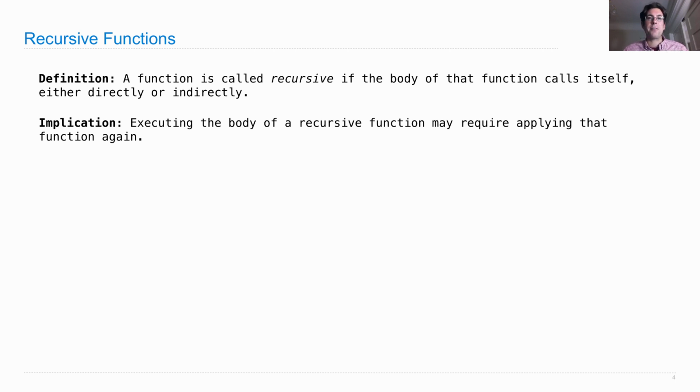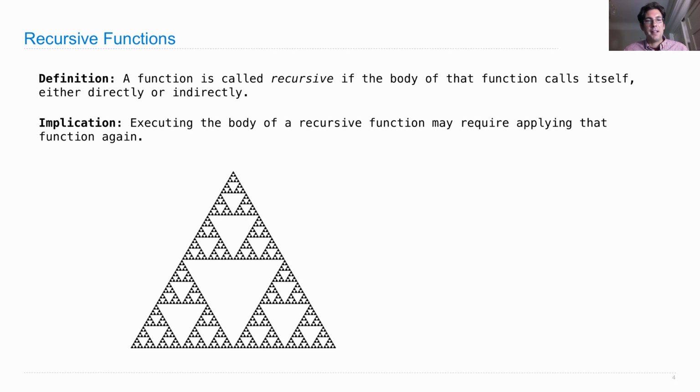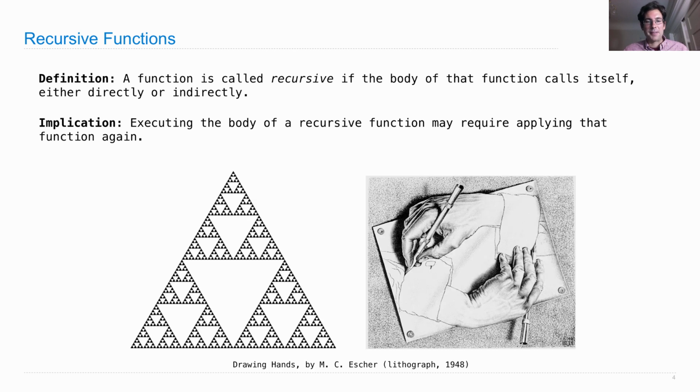And recursion doesn't show up in computer science alone, it shows up in art and nature and mathematics. So for instance, Sierpinski's triangle is defined as 3 different Sierpinski triangles. 1, 2, 3. Each of those, like this one, is made up of 3 Sierpinski triangles.